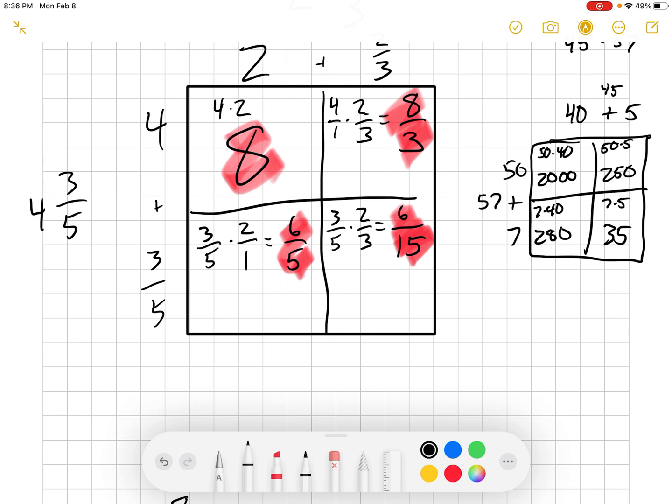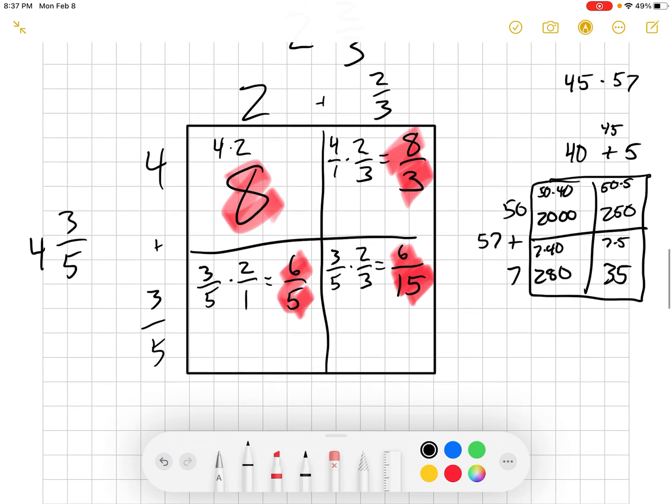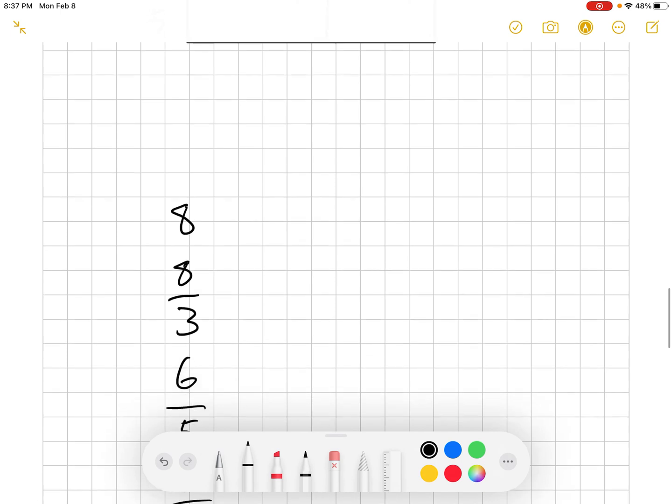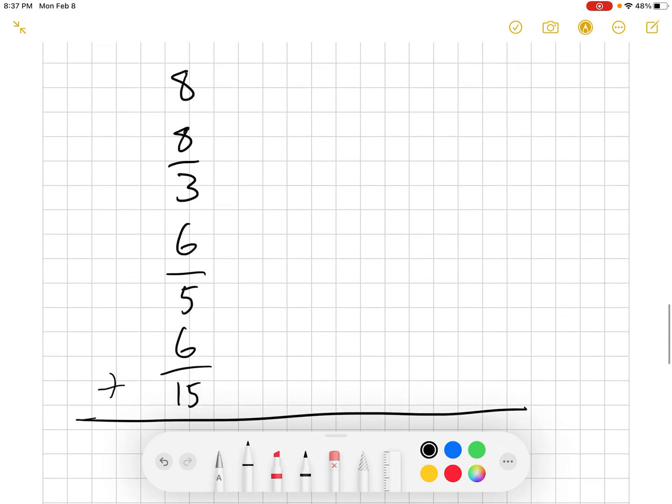One of the things you might want to do, or the first thing you might want to do, is, like with the 6/15, reduce it. In this case, I would be patient. Don't reduce yet. It might be helpful to keep it like that until we're done, okay? So we have our 4 pieces, and we need to add those 4 pieces. I wrote them all down here.